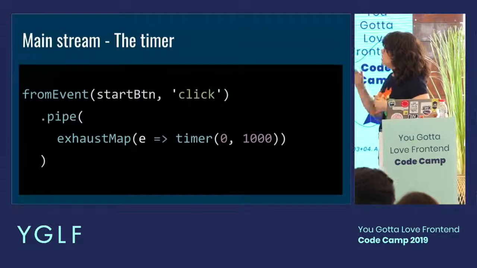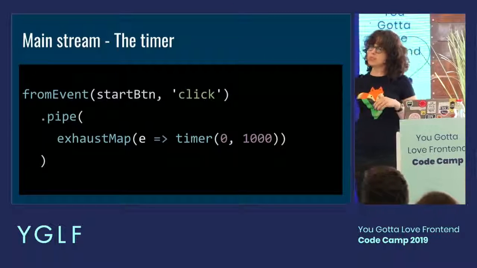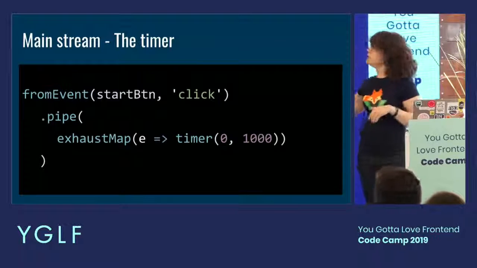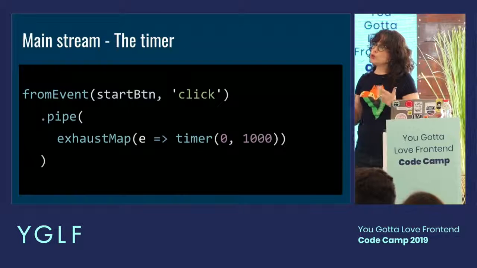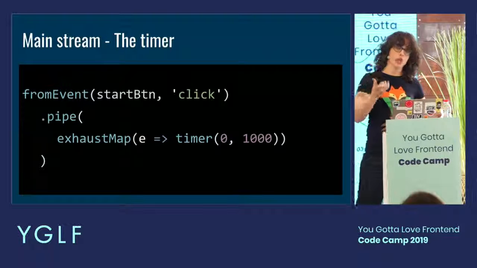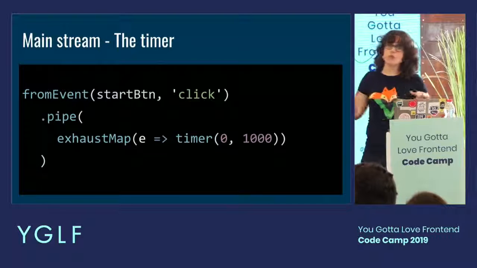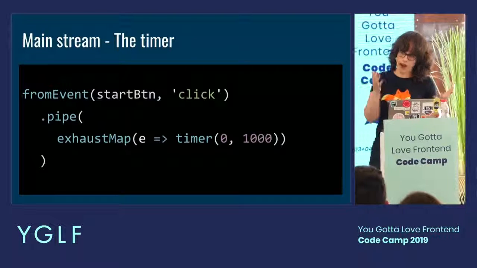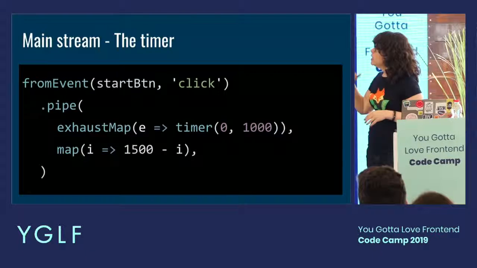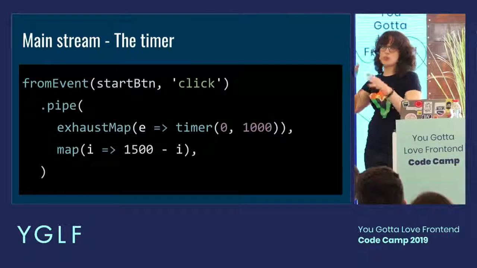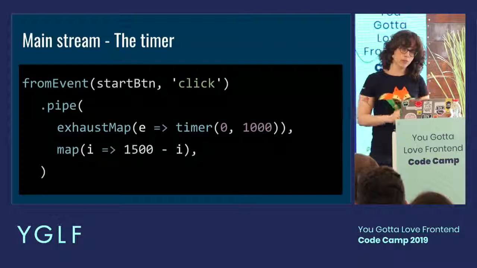So I'm using exhaustMap. I'm creating this timer. We saw before what it does is emit these incrementing integers every second. And because it emits incrementing integers, I can use it to calculate how much time is left on my timer by subtracting those integers from the total number of seconds I have. So that's 1,500, the total number of seconds in 25 minutes. And I'm going to be subtracting these numbers so that each and every second I know exactly how much time is left.